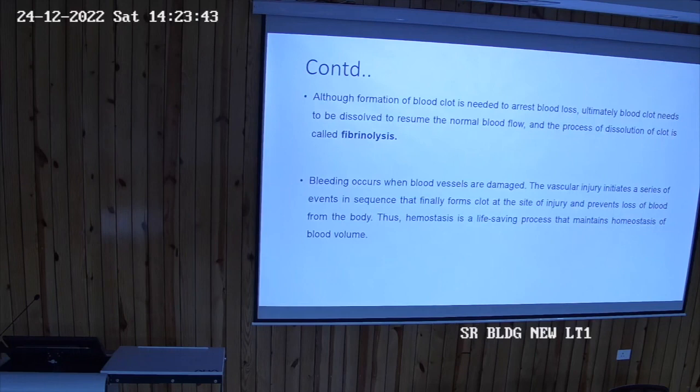Homeostasis, I think, आपका हो गया है? Theory में हो गया ना homeostasis? So how is this statement true? Is this statement true or false? First of all, true. How many of you are saying it's true? Rest do not support this statement. Hemostasis is a life-saving process that maintains homeostasis of blood volume.